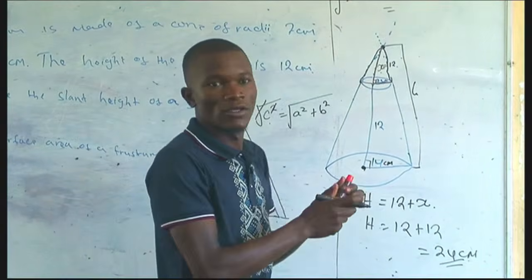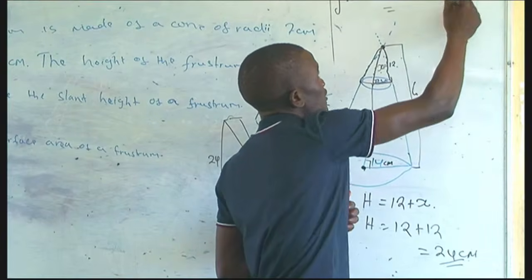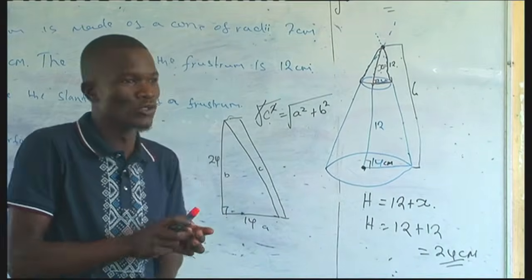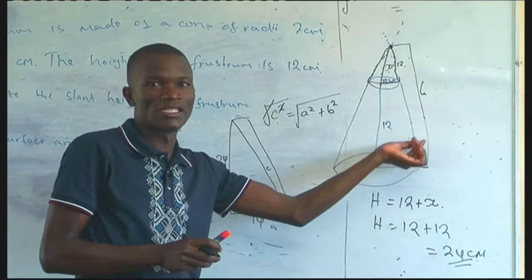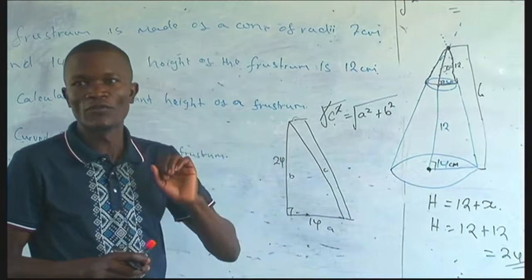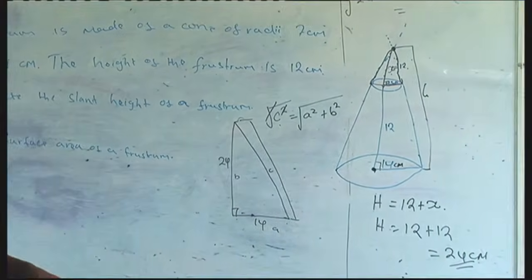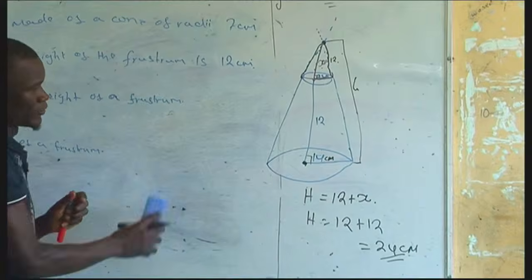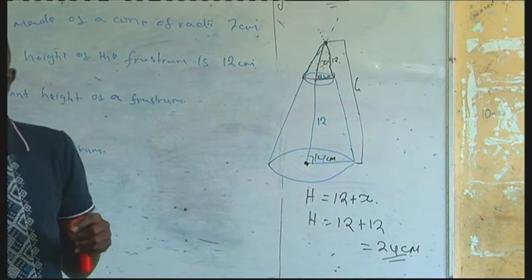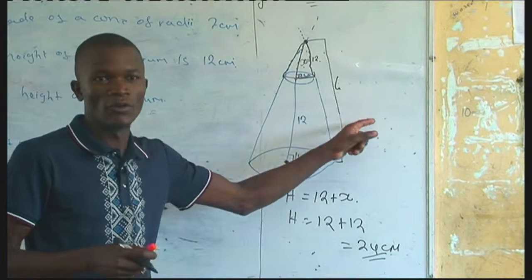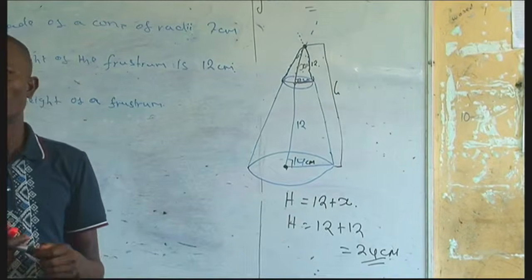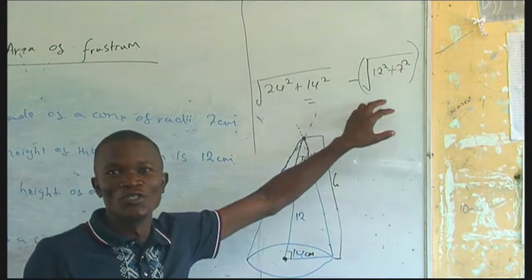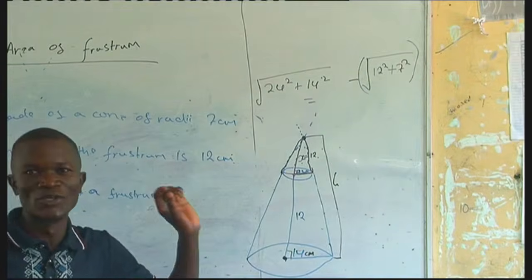Minus, in bracket, 12 squared plus 7 squared. Again, you get the square root. The difference between the two gives us what? The slant height of this particular frustum. If you do that, you are going to get the slant height of that frustum. Up to that point, I think now we are okay. You can check your answers of the slant height in a comment, so that we proceed.